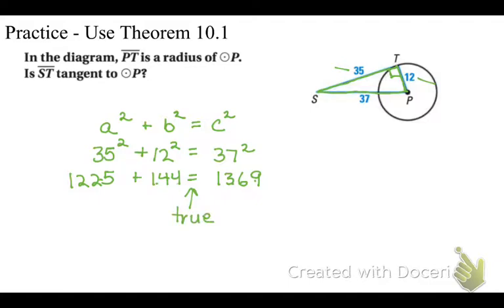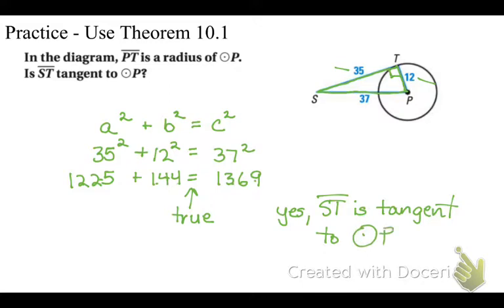Okay, so, yes, line ST is tangent to circle P. Okay, so you've been given a line that's tangent, that touches a circle where the radius is, and we've shown that that is a tangent, because we showed that the triangle that it makes has a right angle.